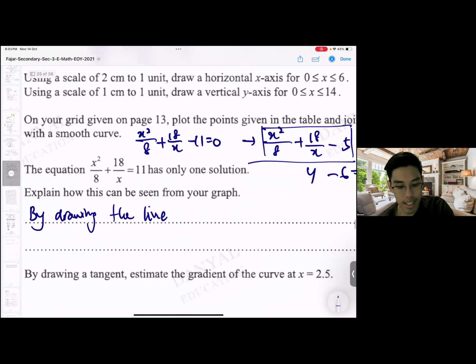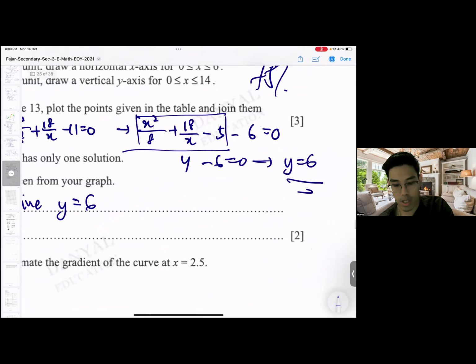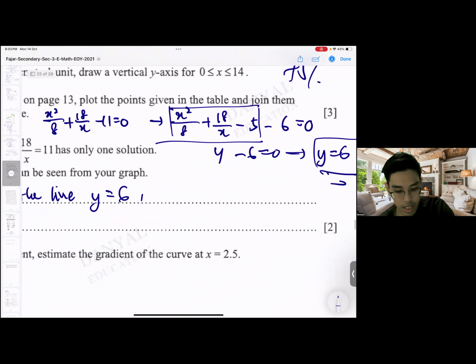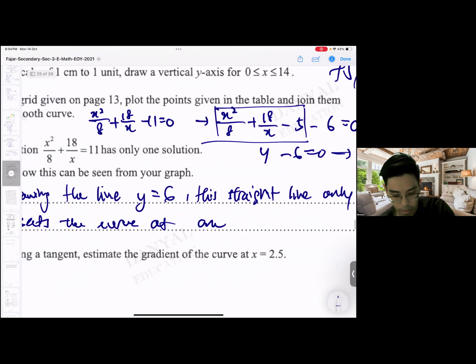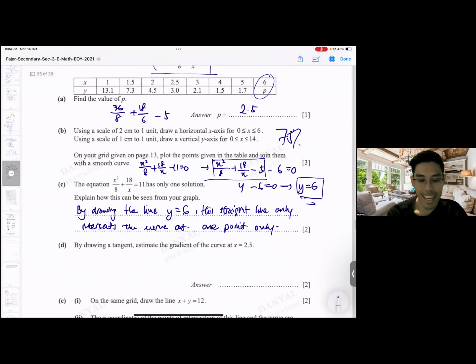So by drawing the line y equals 6, this straight line only intersects the curve at one point only. Therefore, it has only one solution. Okay?